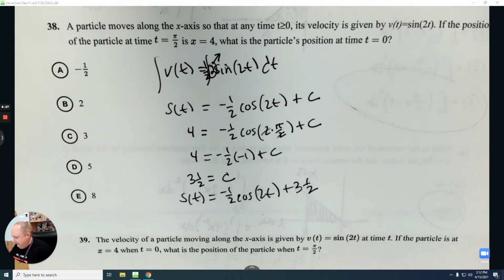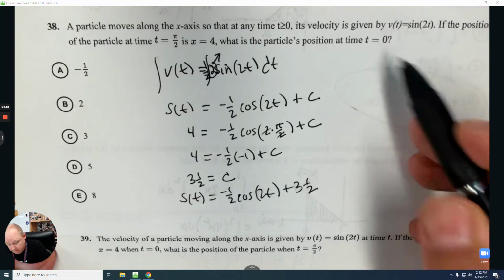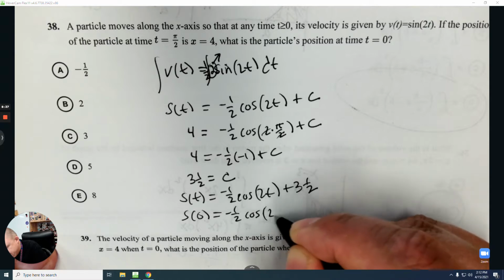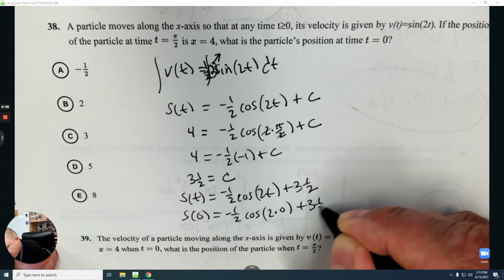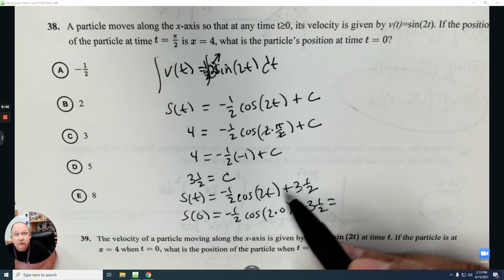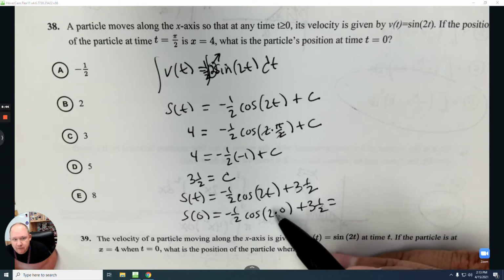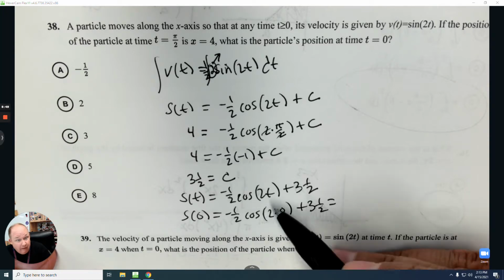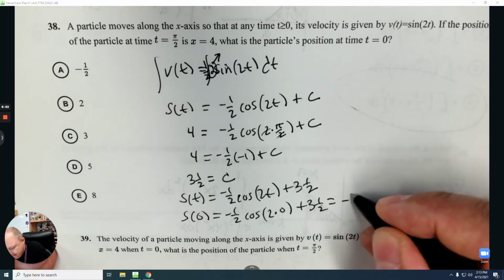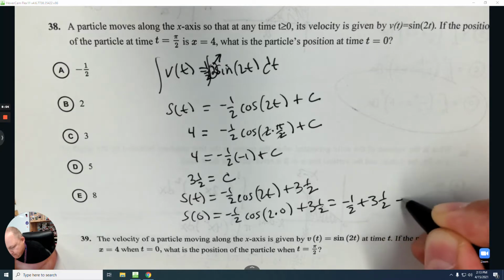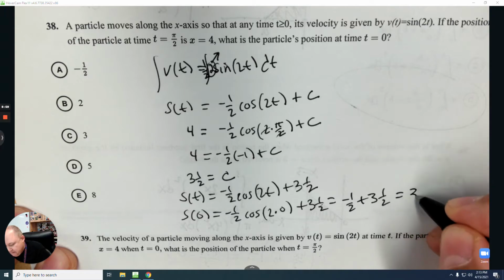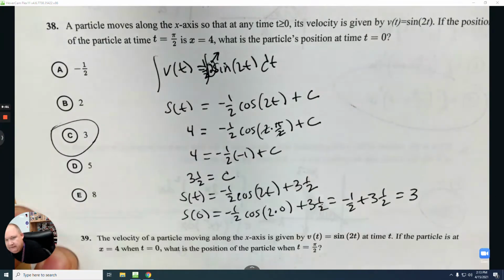Now it says, what do you do with that? So using that, what is the position at 0? You plug 0 in and solve it. So plug in 0 for t. 2 times 0 is 0. So what's the value of cosine at the angle 0? And the answer is 1. So it's 1 times -1/2. So it becomes -1/2 plus 3.5. So combine that together and it's just 3. So the answer is C.